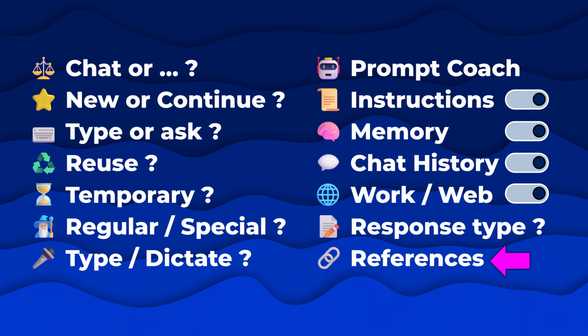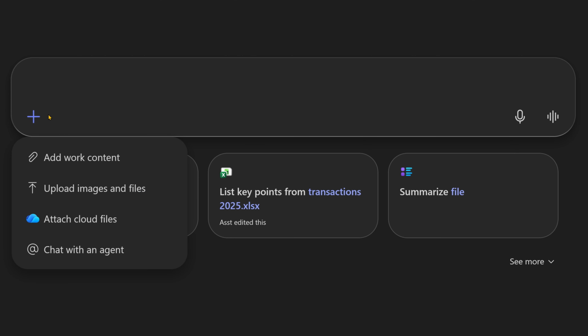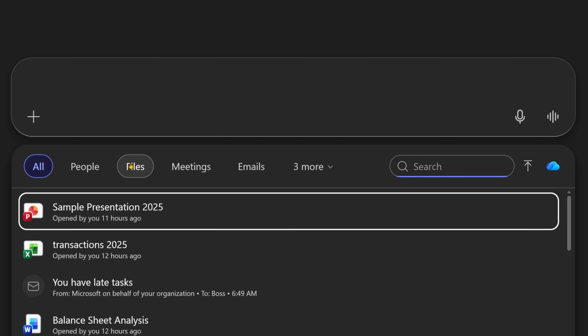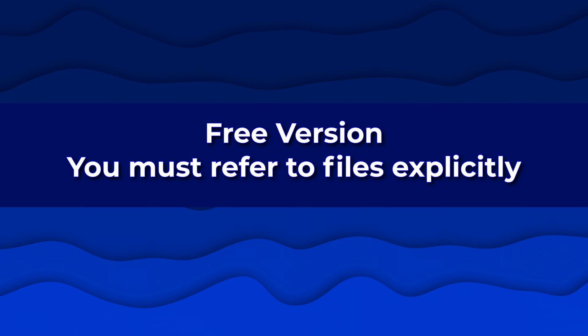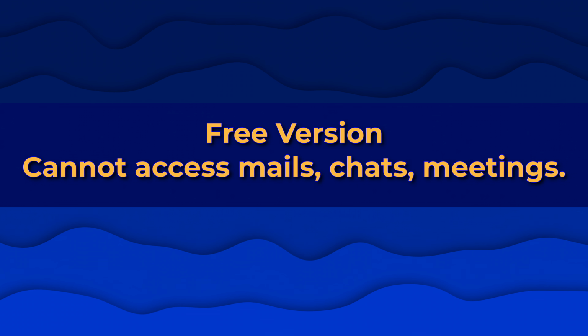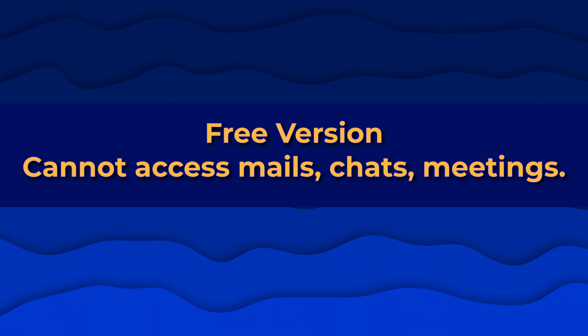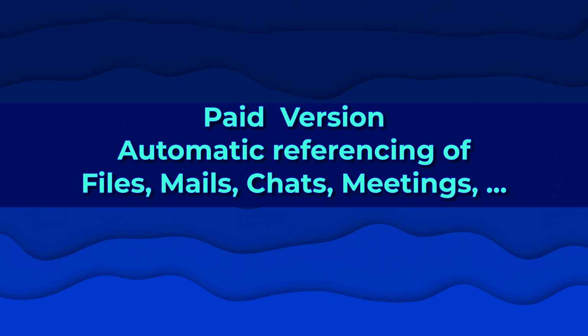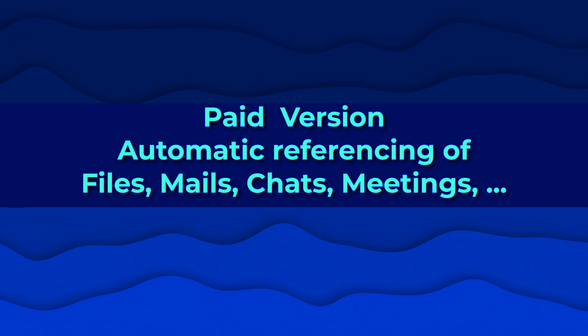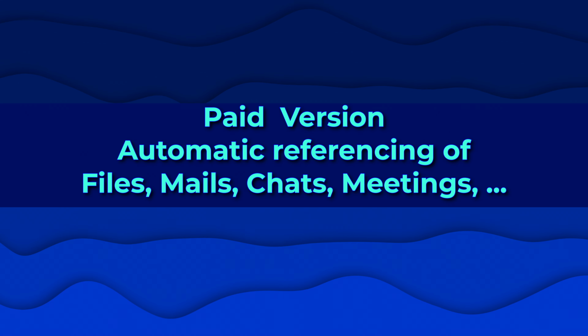And the last thing to remember and understand is this plus sign where you can refer to content. That content is not just files. It can be contacts, files in OneDrive, Teams, SharePoint, all meetings, emails, chats, and SharePoint sites. In free version, you have to explicitly refer to files. Free version cannot look at mails, chats, and meetings. Whereas in paid version, even if you have not explicitly mentioned a file or an item, Copilot itself can pick and choose relevant information to answer your prompts.